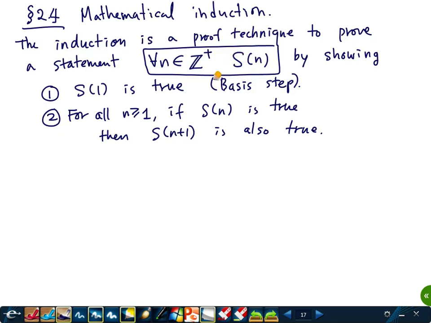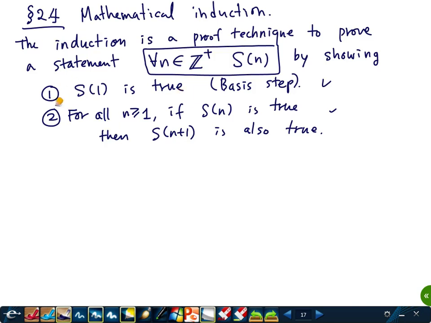But how many positive integers are there? Infinitely many. You cannot count them. So you cannot prove this by using the technique called proof by cases, because you cannot list all the positive integers. They are infinite. But there is a way to check all integers. You show that S1 is true, and you show that if Sn is true, Sn plus 1 is also true.